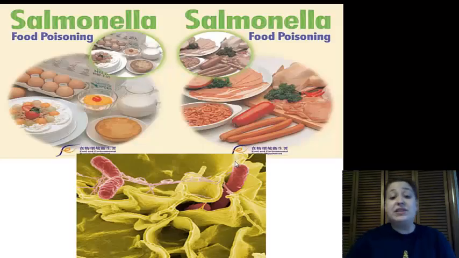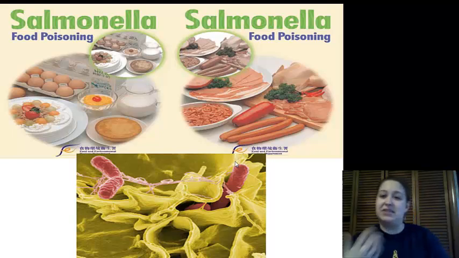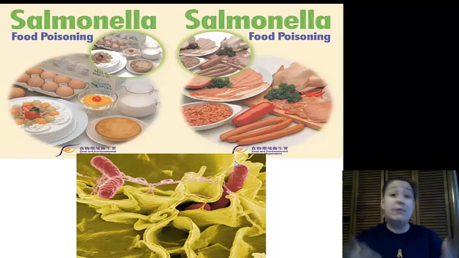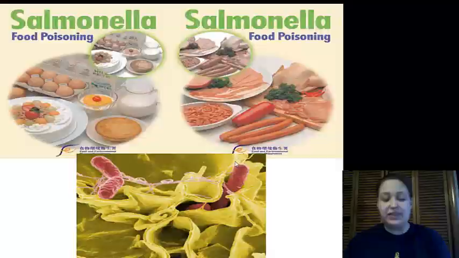Salmonella. It's found in different types of food if they're undercooked, sometimes in eggs, sometimes in meat. We've even seen it in peanut butter and on lettuce and tomatoes. And it causes food poisoning.